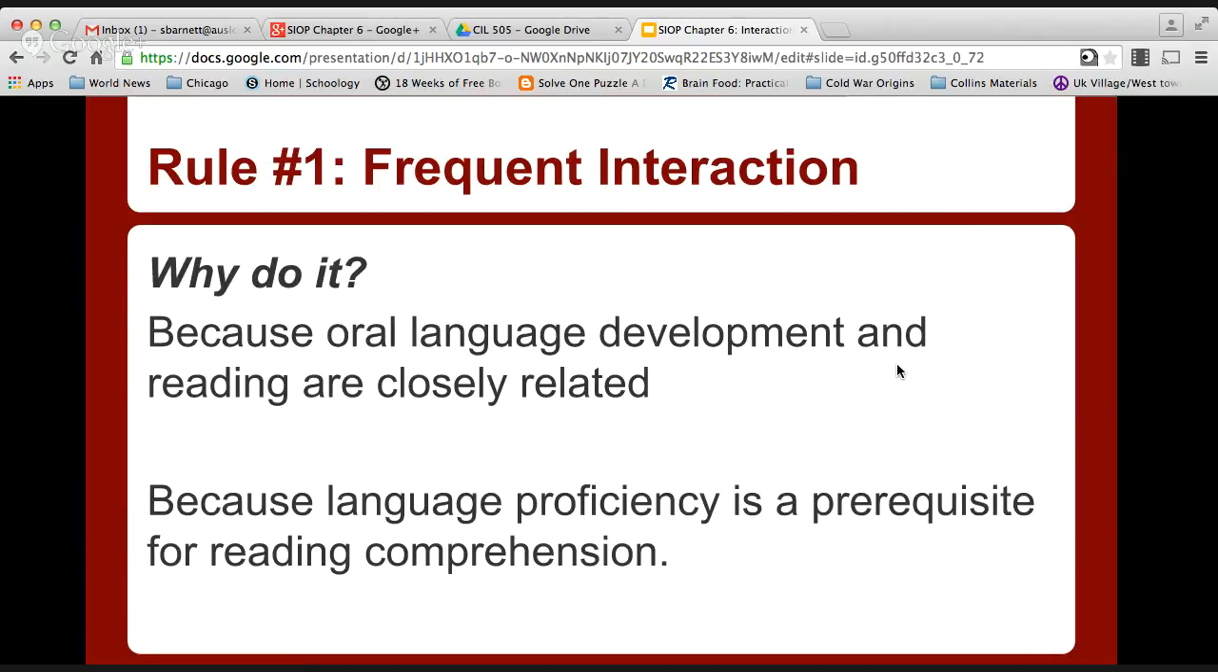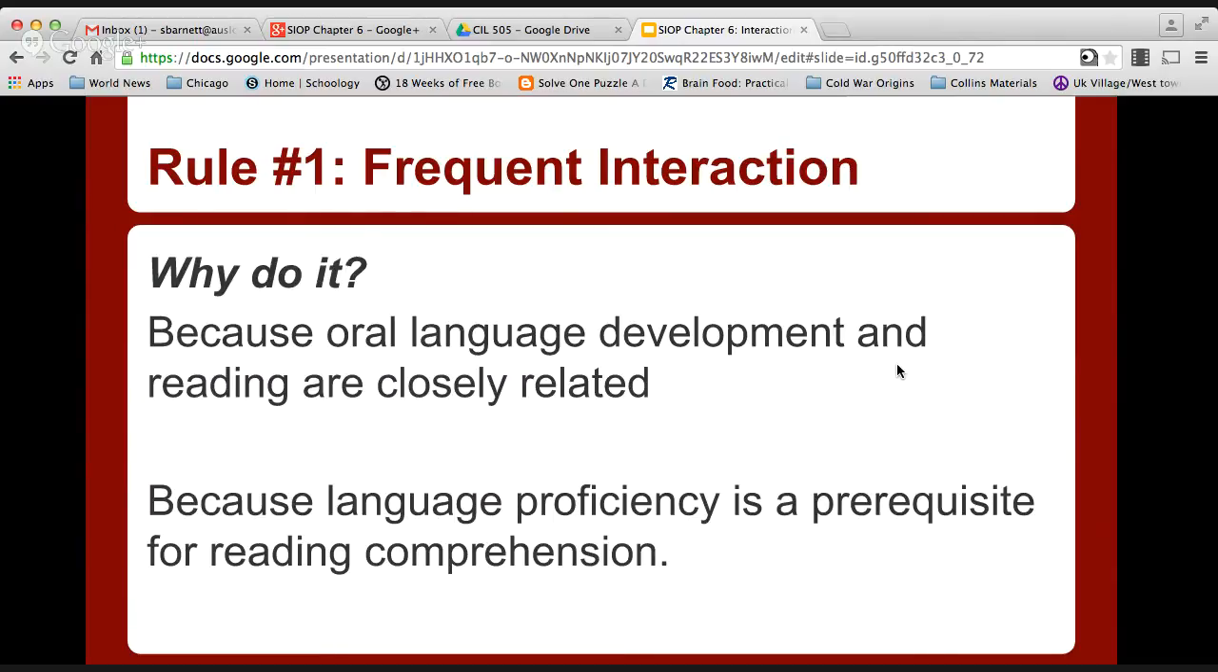Different rules from our chapter that I will present to you here. The first one is frequent interaction. You need to plan interaction between your students and with your students as they are English language learners. Why do that? Oral language development and reading comprehension are related.